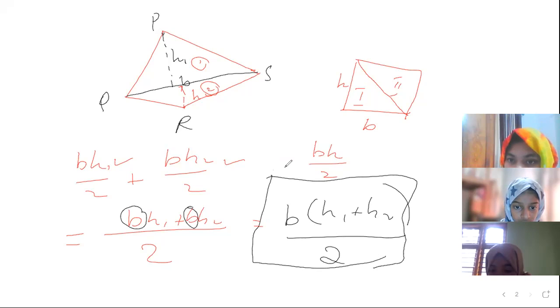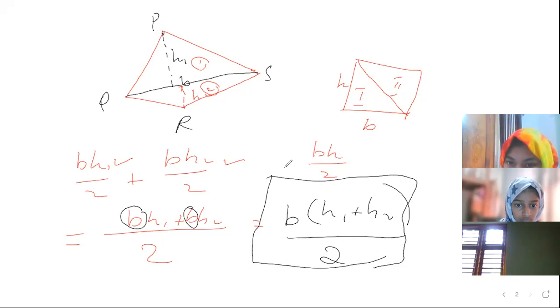What is the perimeter of a quadrilateral? Sum of all sides. And the perimeter of a triangle? Sum of all sides. But the area of a triangle is BH by 2. Area of a quadrilateral is equal to B into H1 plus H2 by 2.